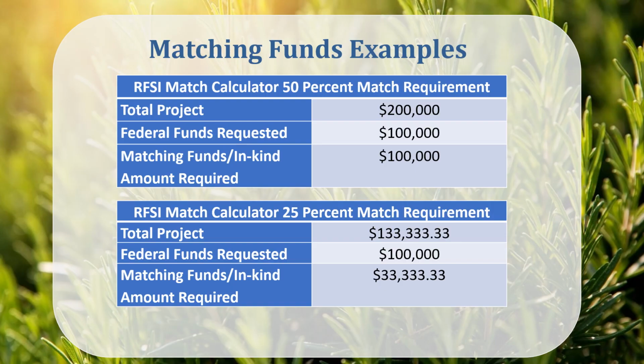Here are some examples of a project with a 50 and a 25% match. Please note that the award limits are for the federal funds requested, not the total project cost. So, an infrastructure grant project with a 50% match could cost up to $6 million, with $3 million coming from federal funds and $3 million coming from match. Again, you can review these tables in more detail in the Request for Proposals, or RFP.